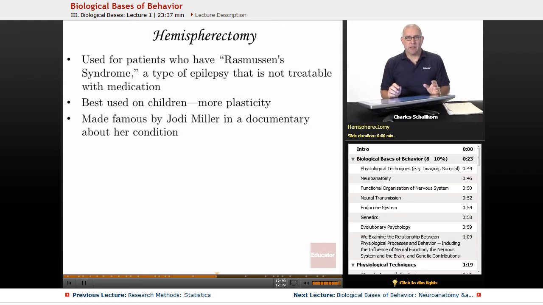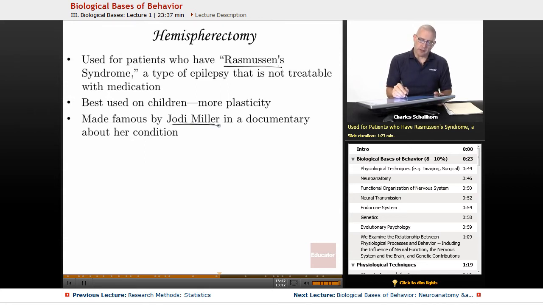Then there's a hemispherectomy. That's removing half the brain. And there's this condition known as Rasmussen syndrome. There have been some great documentaries on TV, and I happened to see this one. There was this girl named Jody Miller. She had Rasmussen syndrome, a severe form of epilepsy that just took away her ability to function. She was having multiple seizures a day. They were knocking her out. She was becoming injured. And the epilepsy was only going on in the right hemisphere of her brain.